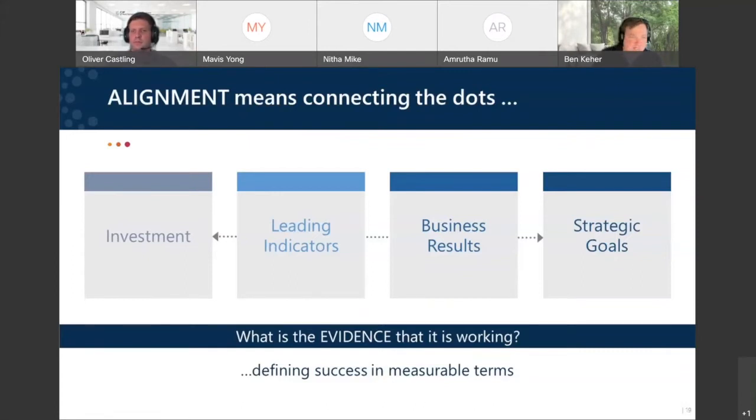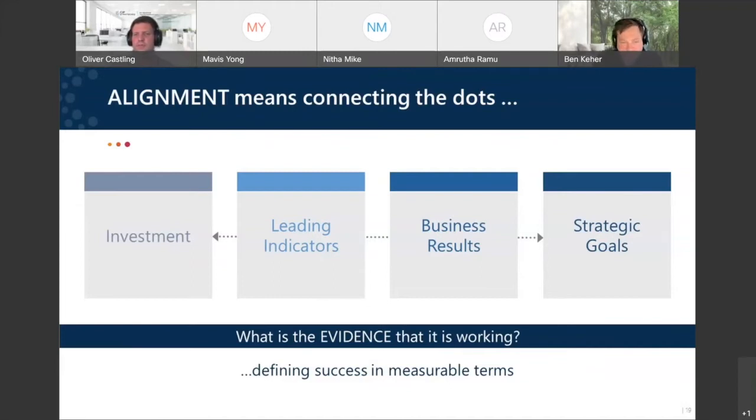Whether it's a sales training, a leadership training, a technical training, a process training, a systems training, what are the very first things that you would look for to see if that's working? And then how does that contribute to the results, and how do those results contribute to the strategic goals? So really, that's what's missing.